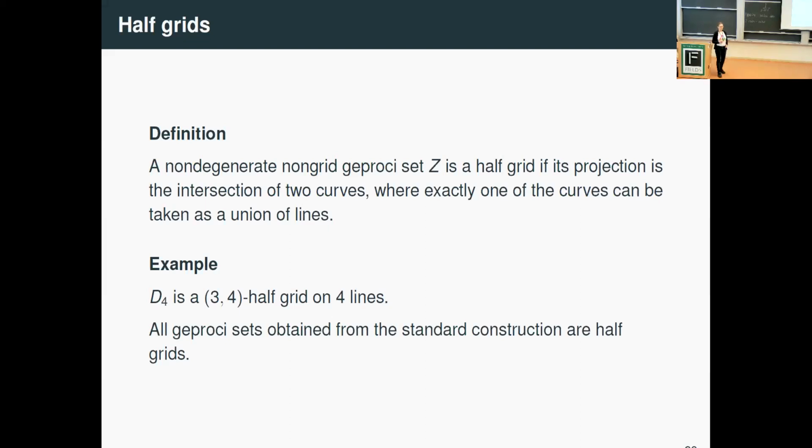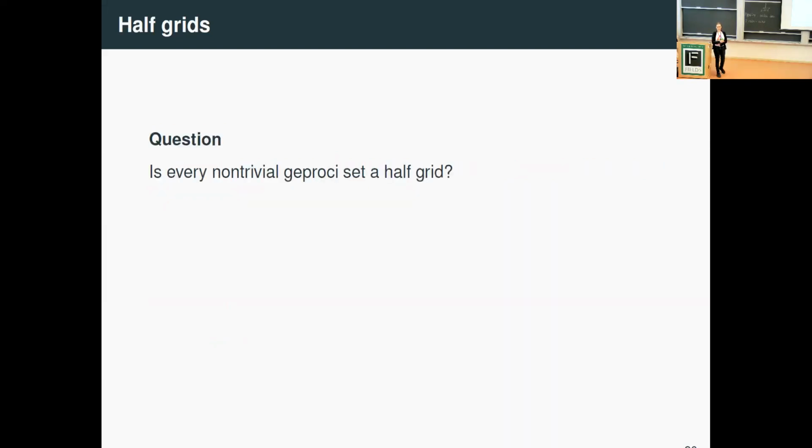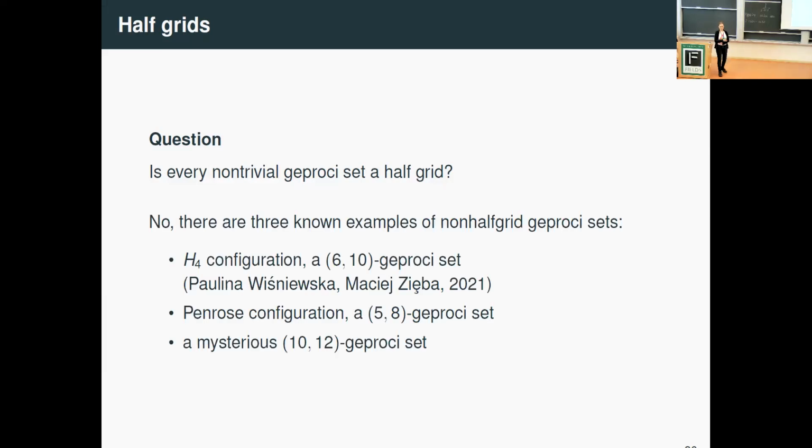And as we have seen, D4 is a 3 times 4 half-grid, and it lies on 4 lines. And also all Geproci sets obtained from the standard construction are half-grids. And so we may ask a question: is every non-trivial Geproci set a half-grid? We don't have any general construction here, but we know 3 examples.